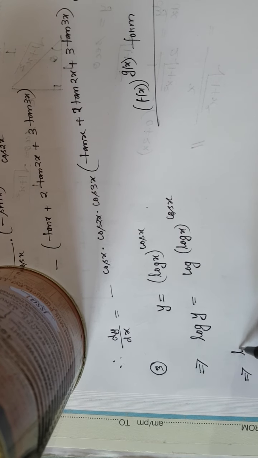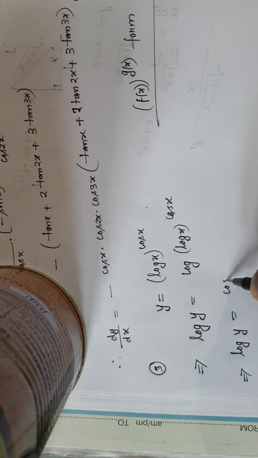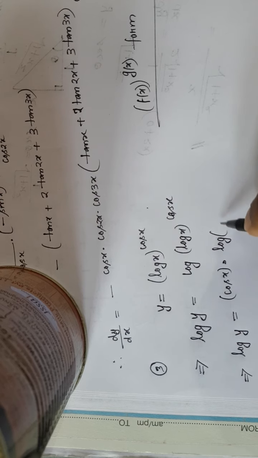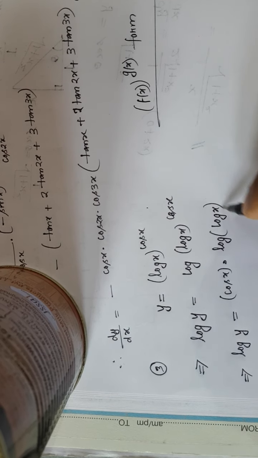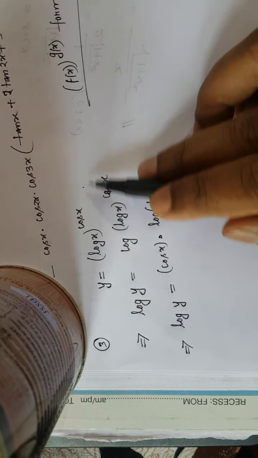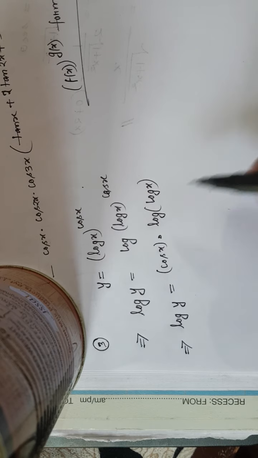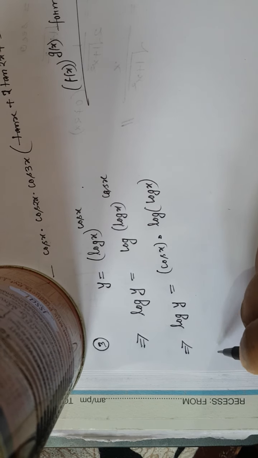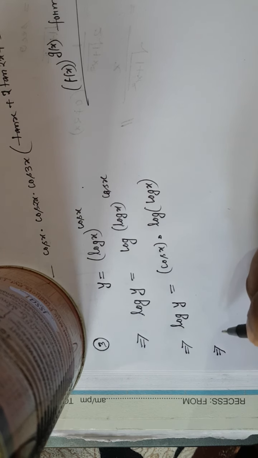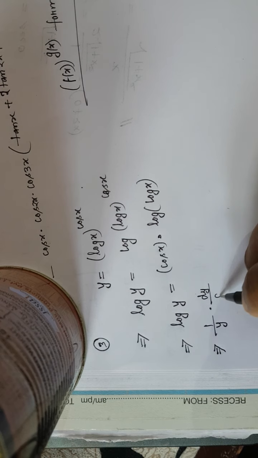This is log y equals cos x multiplied by log of log x. As I said, the first formula: log of a to the power n, the power gets multiplied before the logarithm function. Now if you differentiate with respect to x, for log y the derivative is 1 by y, and for y it is dy by dx.